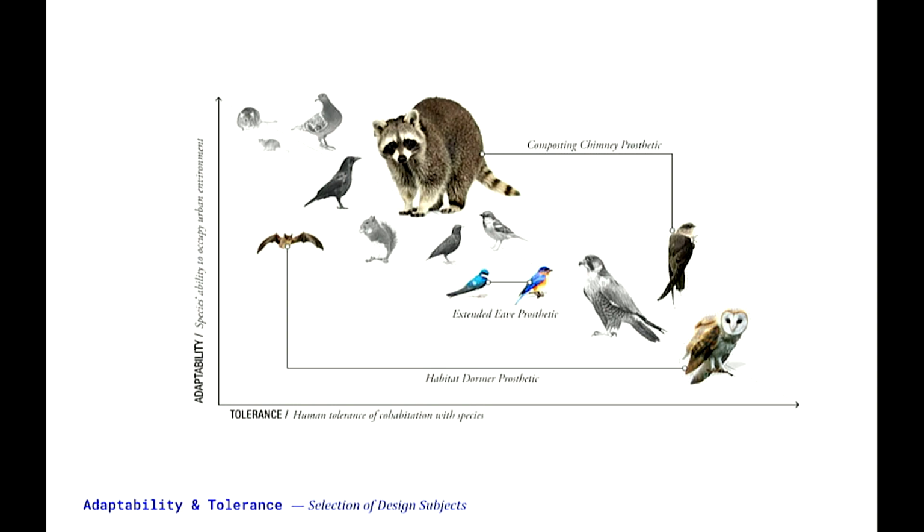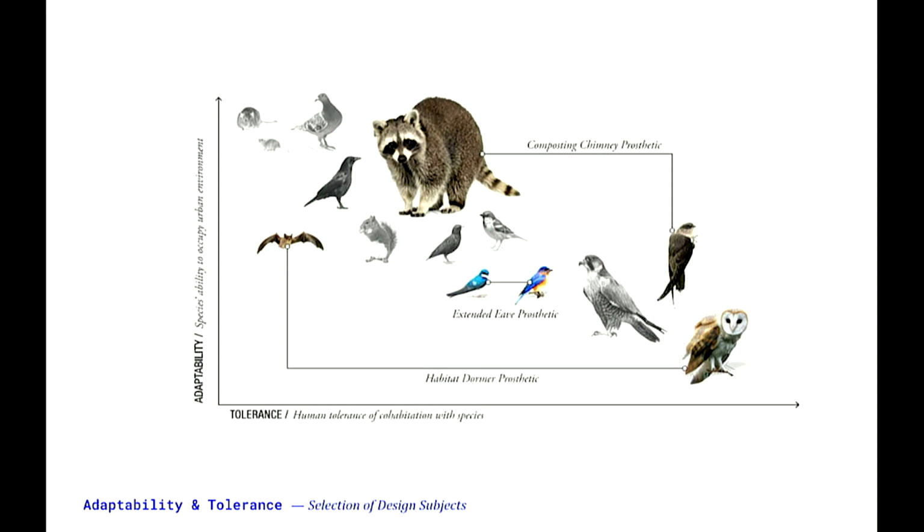So I wanted to then say, who are these subjects that I'm going to engage in this design practice with? This graph maps a kind of inversely proportional relationship between a species' ability to adapt to the urban environment and our human tolerance of cohabitation with that species. So the rat at the topmost corner, we have the least tolerance often for proximate cohabitation, versus a barn owl at the far side we might most welcome.